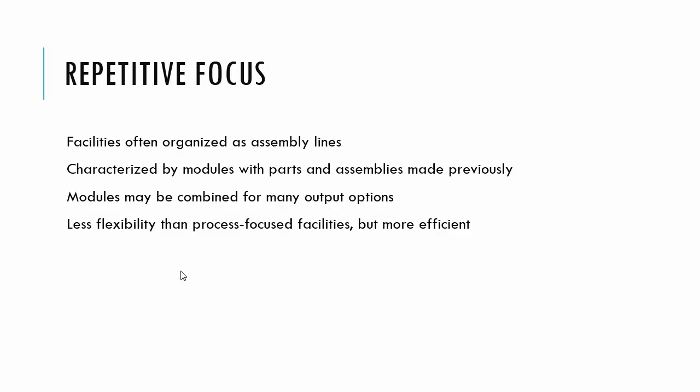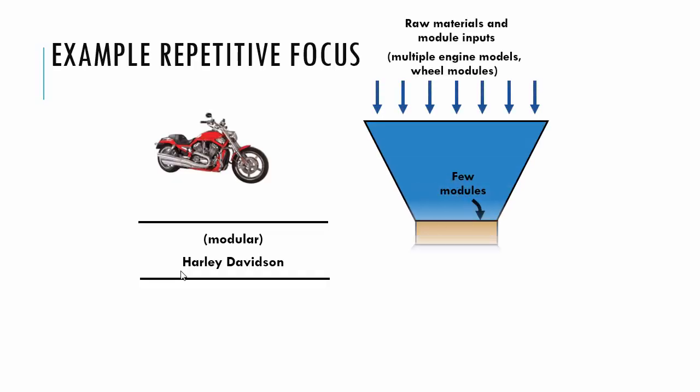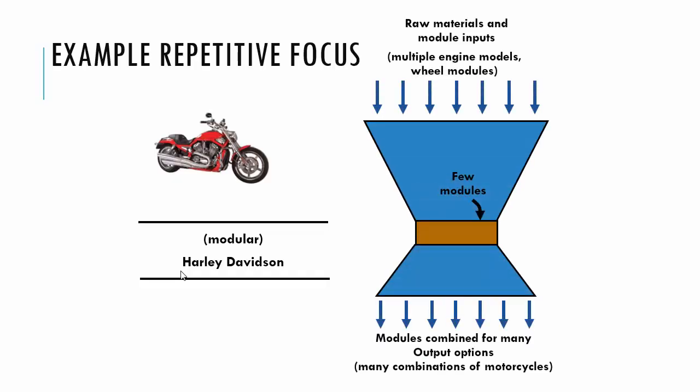The next strategy is the repetitive focus. This is the classic assembly line strategy. Pre-assembled modules are used to create the finished product. These modules may be combined in various fashions in order to create many output options. But the modules restrict us from being fully customizable, meaning the repetitive focus has less flexibility than the process focus. However, with less flexibility, the repetitive focus gains efficiency of both the machines and the humans that are running them. The example of an assembly line or repetitive focus is Harley-Davidson. If you're not a motorcycle person, then you can think of car assembly lines like Toyota.